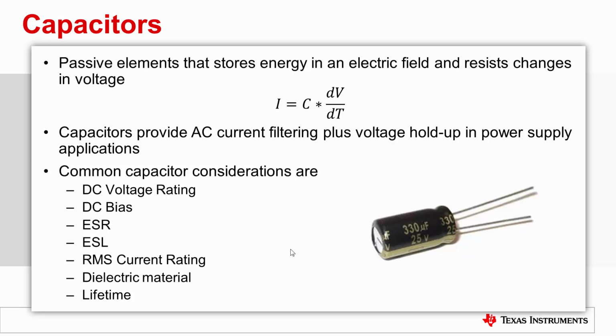And second, when the load current of the power supply suddenly changes from light load to heavy load, the capacitor must support the extra current while the current ramps up in the inductor. A common example of this is when the lights in your house briefly dim when your washer or dryer turns on. The DC voltage rating specifies the maximum voltage that can be placed across the capacitor terminals.